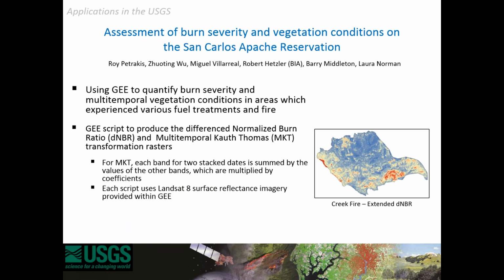And so now what I wanted to do is just walk through, I think I have 5 different examples of applications in the USGS that are using Earth Engine as the prime mechanism for their analysis. And starting out, there's Roy Petrakis in Flagstaff and his crew. They're using Earth Engine to assess burn severity and vegetation conditions on the San Carlos Apache Reservation in Arizona, and using Earth Engine to assemble the different rasters that go into the analysis. And this is also a great example of how you don't have to be global in scale or take advantage of the full time series of a Landsat archive in order to make functional use of Earth Engine and its processing.